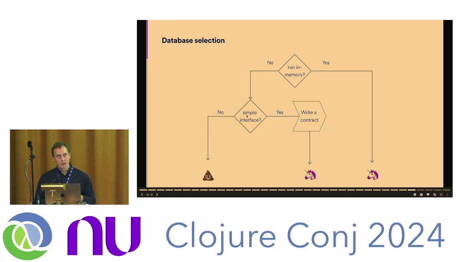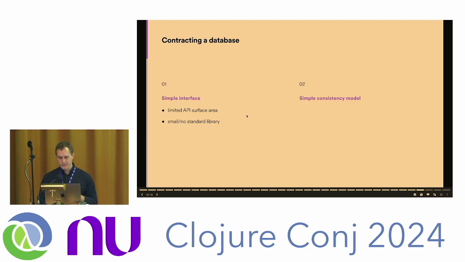And what that means is that most SQL databases don't have a model of correctness that changes over time. The developers don't even agree what it's supposed to do, which I know sounds like a harsh claim, but you can go find the mailing lists. We have the receipts. So, yeah, contracting a database, we need a simple API and little to no standard library. And then we also need a simple consistency model.